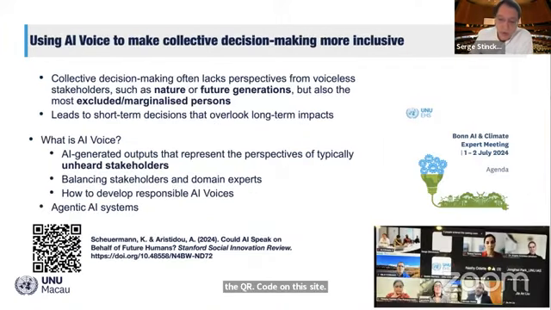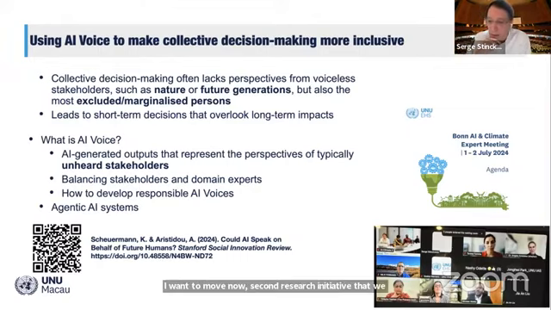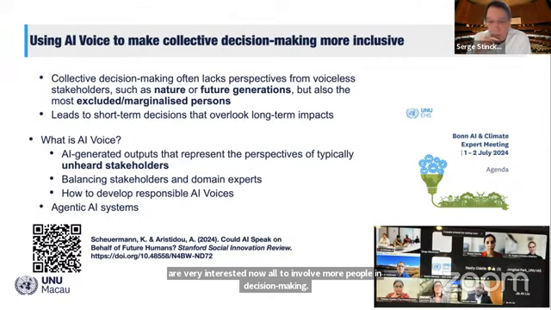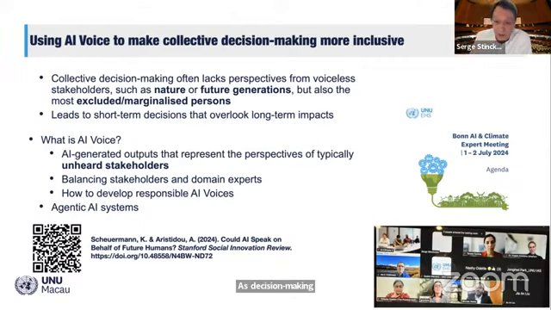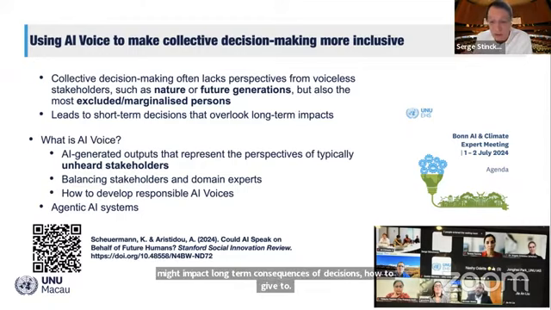I want to move now to the second research initiative that we have been developing more recently. At UNU, we are very interested now in how to involve more people in decision-making, as decision-making processes are more and more automated and more driven by AI tools. Most of the time, collective decision-making lacks the perspective of the voiceless. So not only the marginalized population, that are not correctly represented in AI systems, but also stakeholders like nature or future generations. As these stakeholders are not visible, this might impact long-term consequences of decisions. How to give to these unheard stakeholders a digital identity, a digital voice?